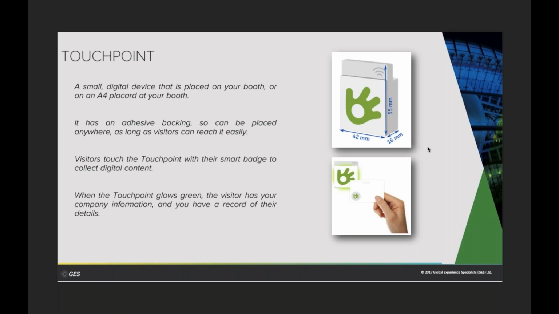Visitors can then use their smart badge to touch the touchpoint and collect digital content, as seen in this picture below. When the touchpoint glows green, the visitor has your company information, and you in return have a record of their details.